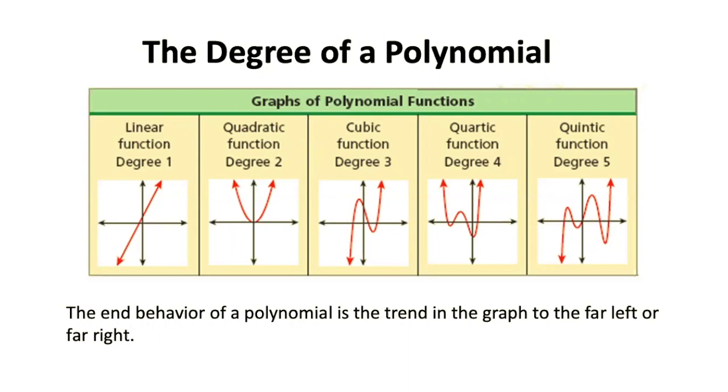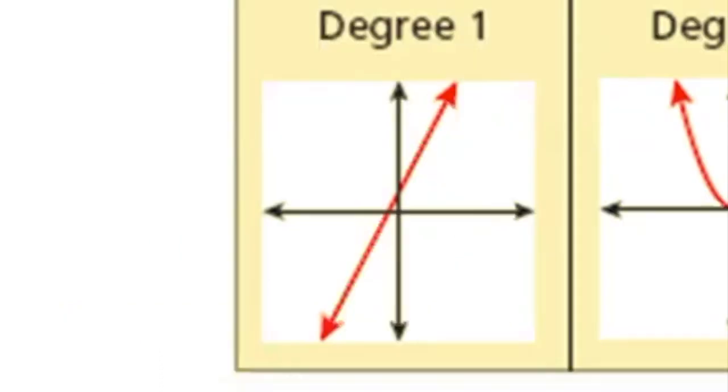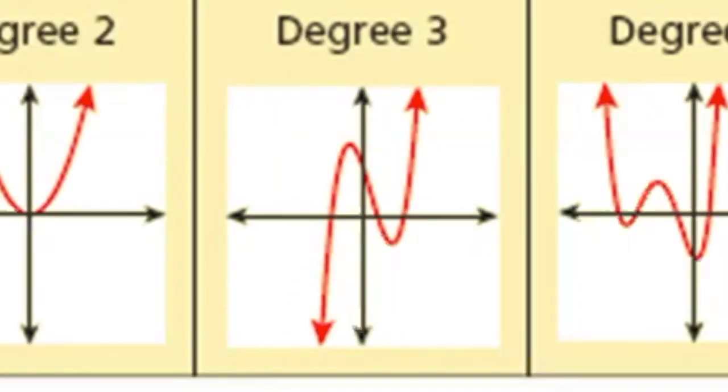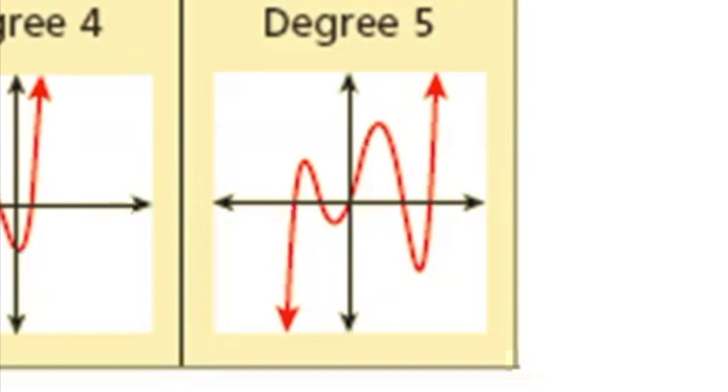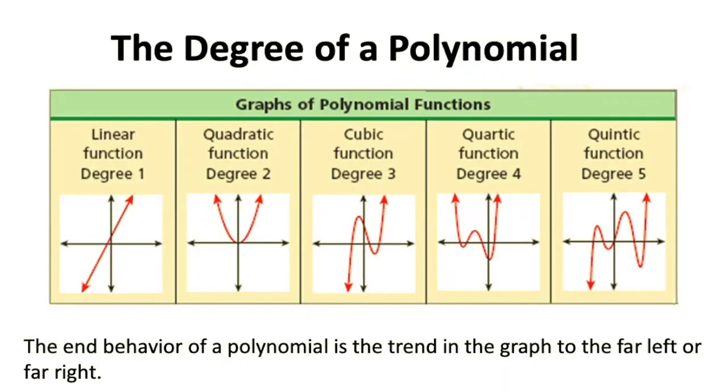When you look at the odd degree functions, 1, 3, and 5, you're going to notice the ends are going in opposite directions. One of them is down, one of them is up. And it doesn't matter which is which as far as being the left end up or down, right end up or down. There just need to be opposites.